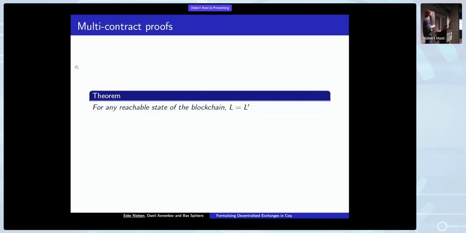So we could try to make a new induction principle that works for two smart contracts. But then you have a problem. What if we have 3 smart contracts? What if we have 4 smart contracts? How many induction principles do we want to maintain? This is, of course, not feasible.